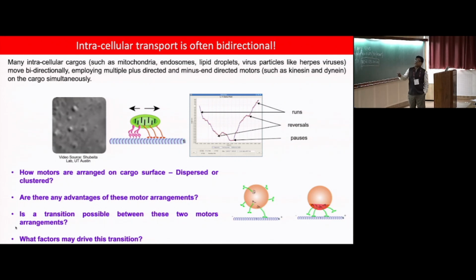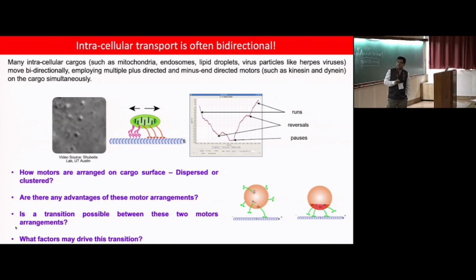So if you tag any one of these moving, let's say, lipid droplets or any other vesicle, you'll find that it will run for some time, it can reverse its direction, it can pause for some time, and again can reverse its direction. So for a very long time, people were interested to understand what determines these different runs, reversals, and pauses.